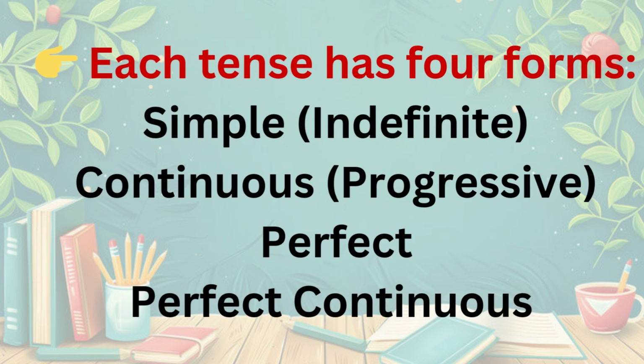Each tense has 4 forms: simple (indefinite), continuous (progressive), perfect, perfect continuous. We will discuss them one by one in detail.